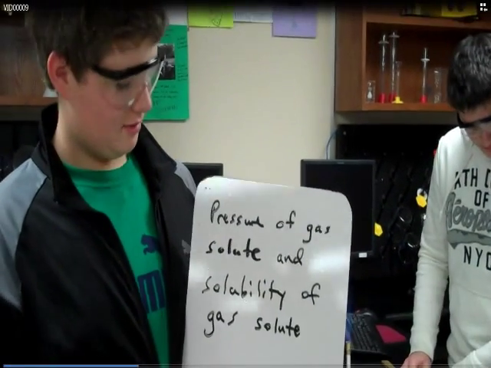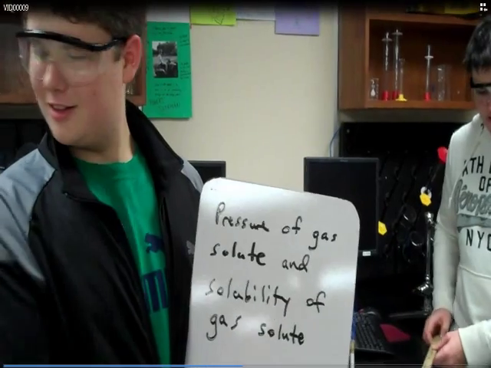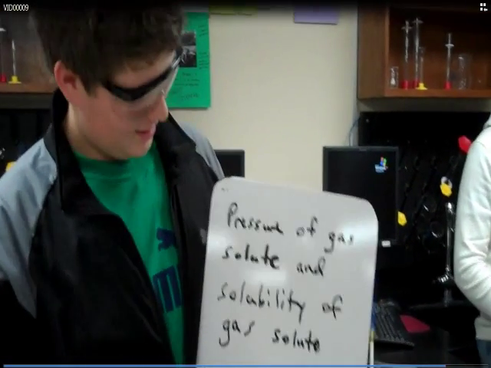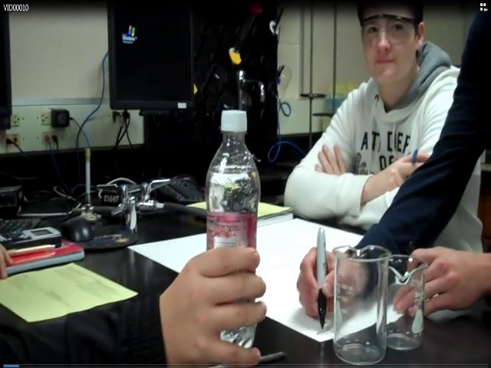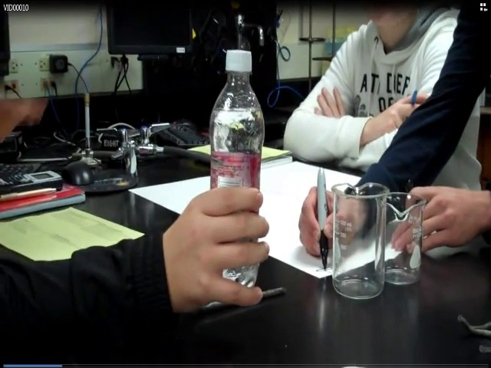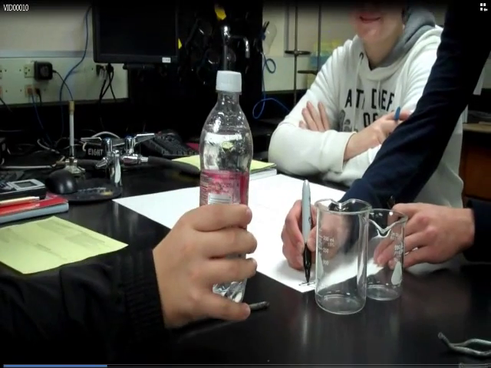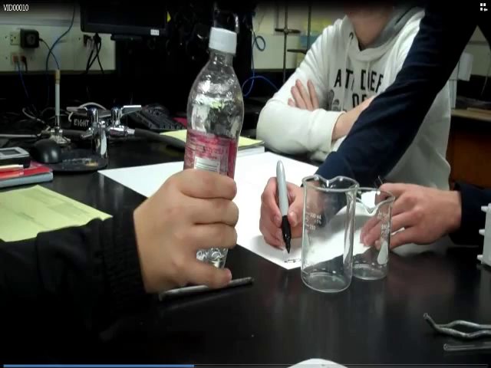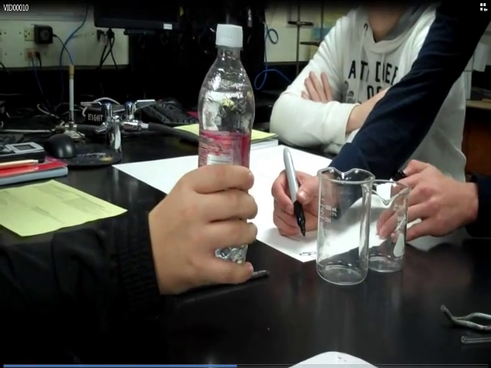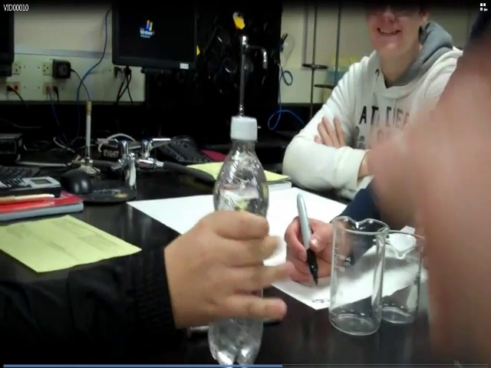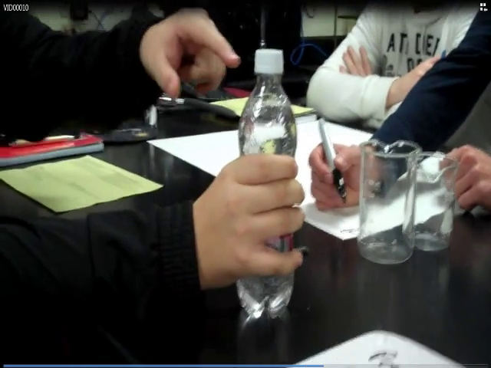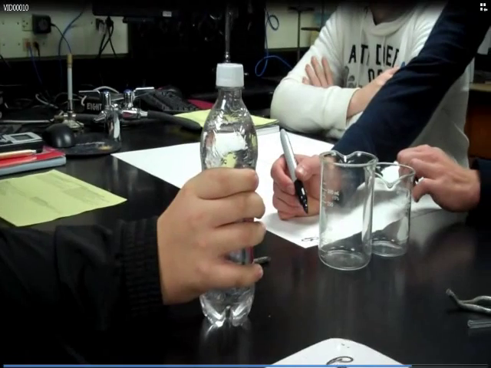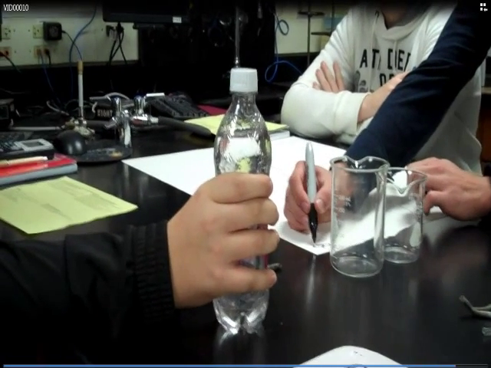Okay, our first one is going to be taking a look at the pressure of a gas solute and solubility of the gas solute. Here we have Mason Howard squeezing the unopened bottle of seltzer water. Go ahead, Mason, squeeze. The bottle is very firm because, now Mason, point at the space in the little air there. The air, or the gas above the liquid, is at a very high pressure in an unopened bottle of seltzer water.